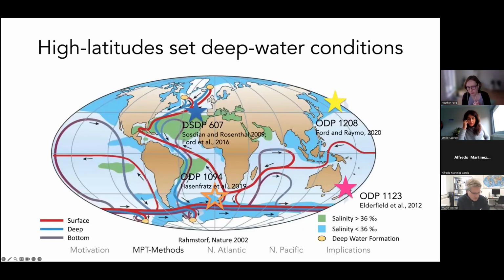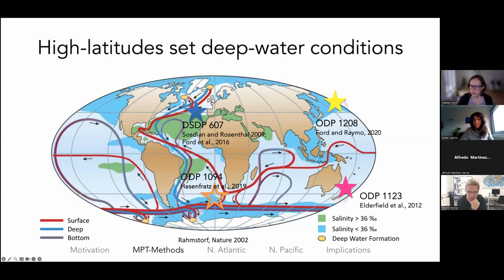So if we think about the records that we have available to us, we don't have a lot. So there's three records that I'm going to be discussing for the rest of the talk. Mostly I'm going to be talking about these because they're high resolution and they're continuous. So there's one record from the North Atlantic, DSDP 607, and this was originally published by Cynthia Sosdian and Yair Rosenthal, and I revisited this in 2016.